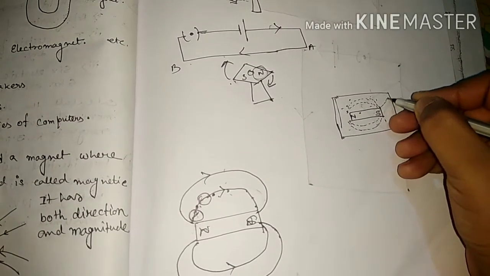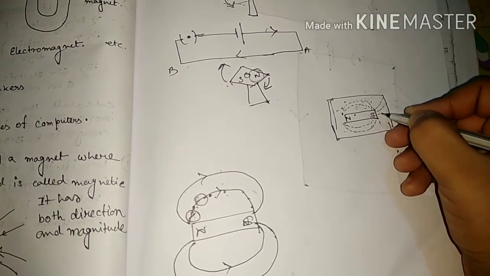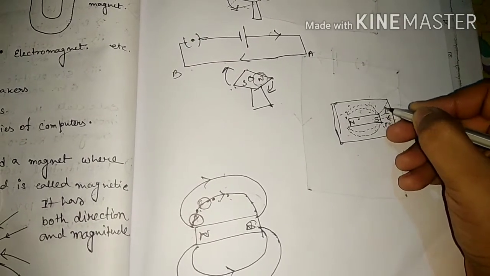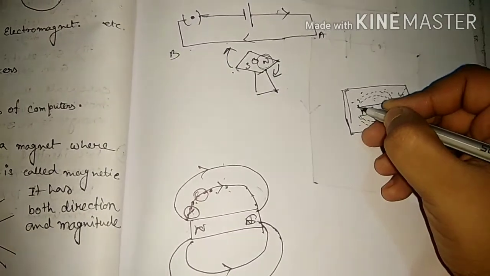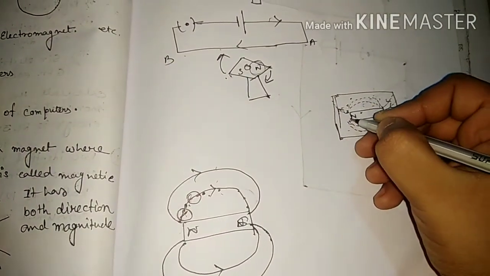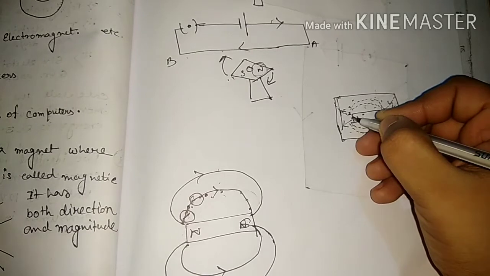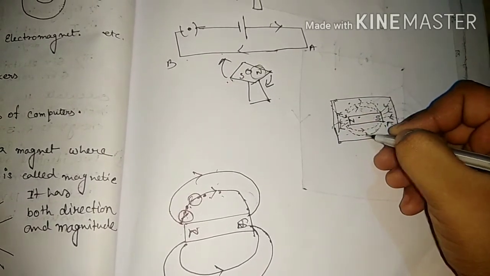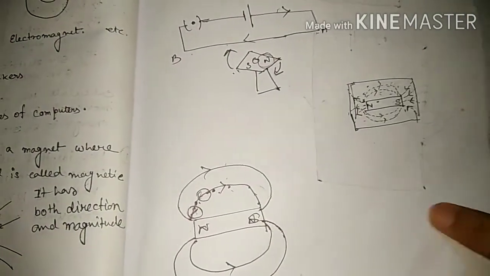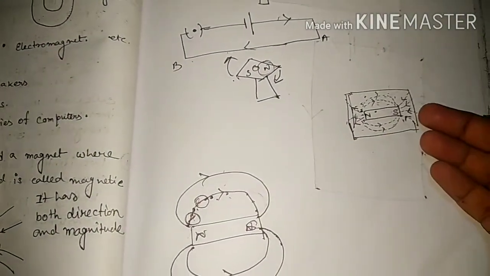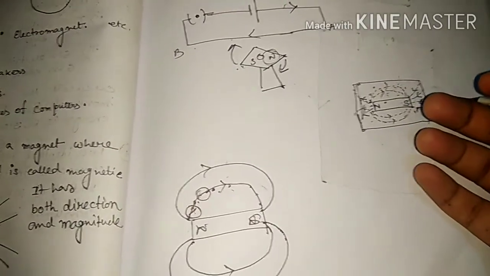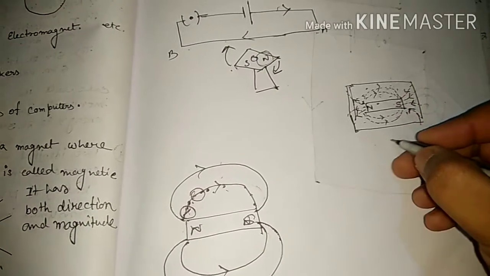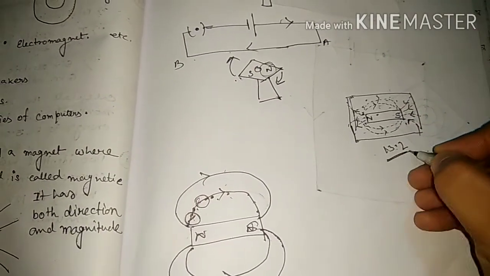From S inward direction, from N outward direction, like this way. This pattern you get. So from this activity, you can prove that the magnetic field line starts from the North Pole and ends at the South Pole.